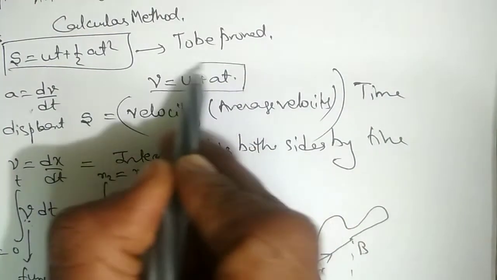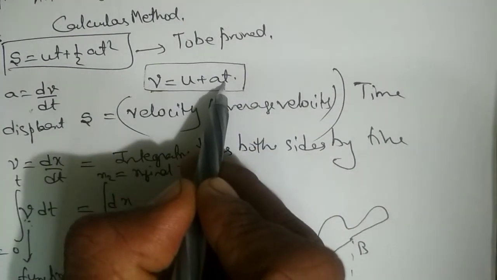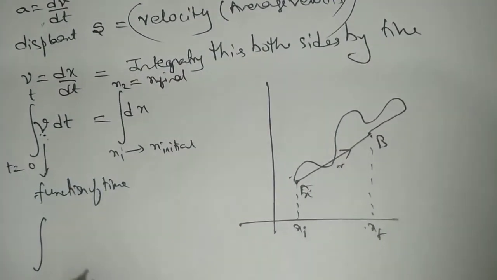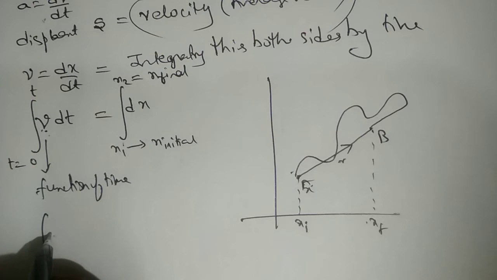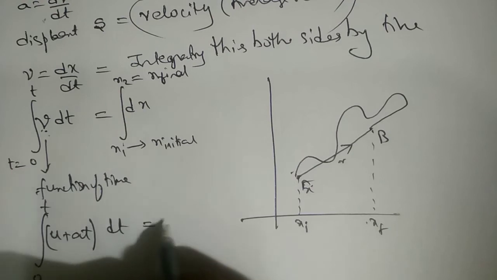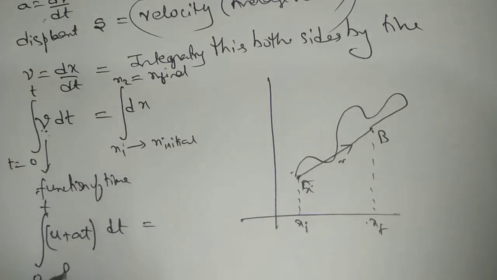V is equal to u plus at. It's having time as an intrinsic variable. So we're going to substitute it here. Instead of v, we're going to put u plus at in brackets, dt outside the bracket, and the limits are 0 to t. And this is the RHS.